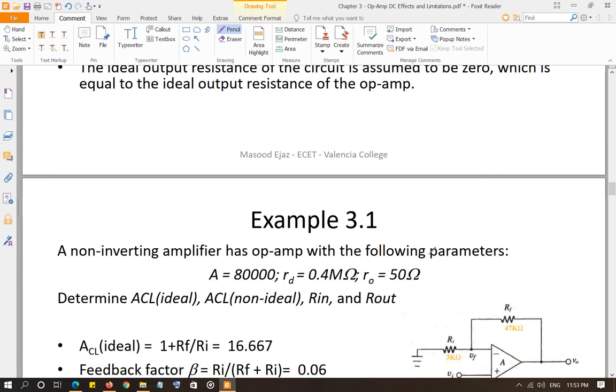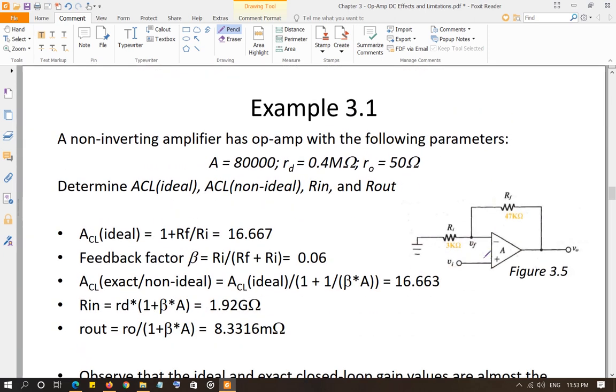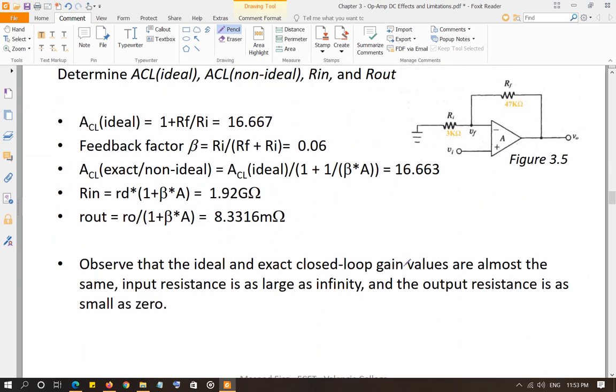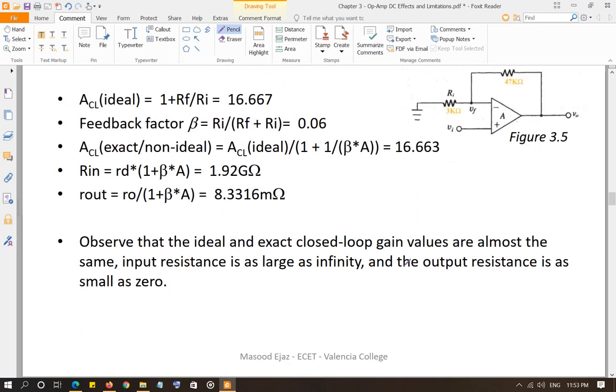So this is example 3.1. Go over this example, it's pretty straightforward. I don't really have to go over that. So in the next video, we're going to discuss the non-ideal case of the inverting amplifier.